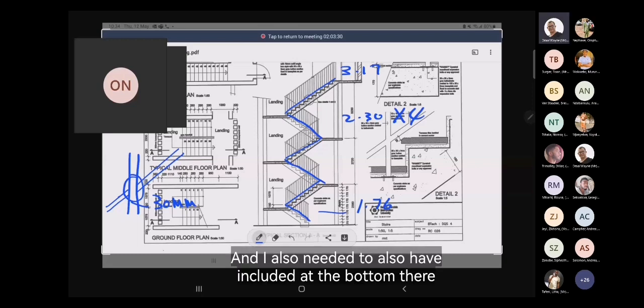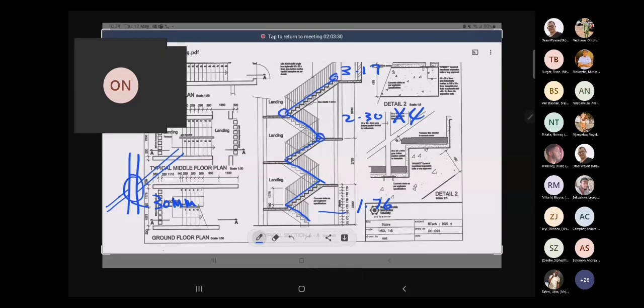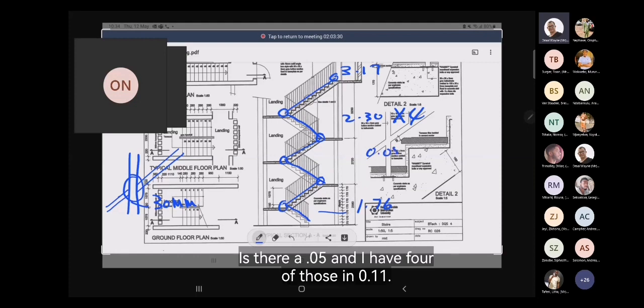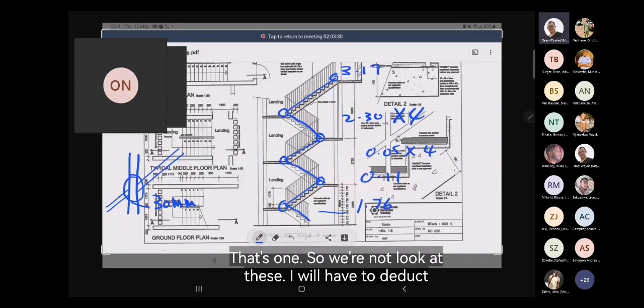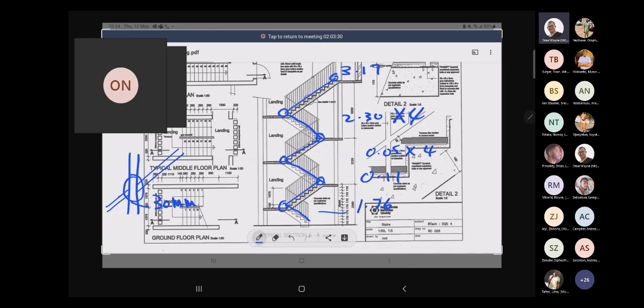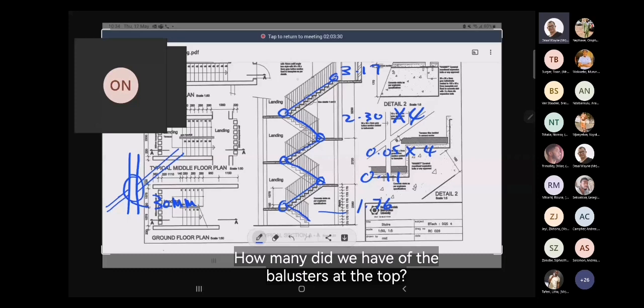And I also needed to have included at the bottom the, there. So that will be 0.05, and I have 4 of those in 0.11. That's one. So when I look at these, I will have to deduct that 30 millimeters over there. How many times does that occur? We said at the top that we had, how many did we have of the balusters at the top?